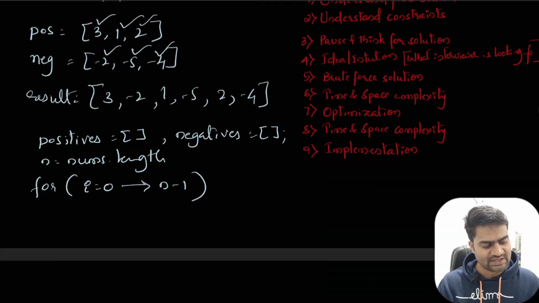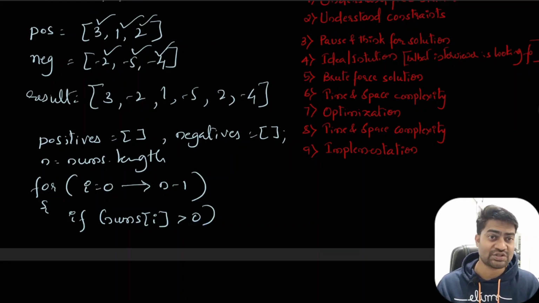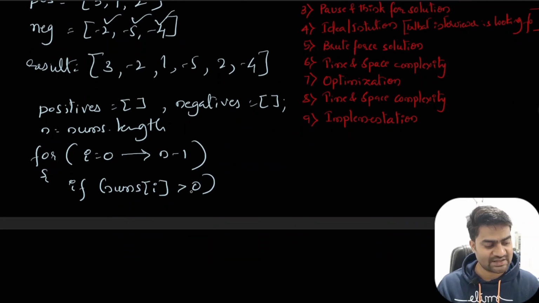Okay. So with this, now what I will do, I will check if my nums of I is greater than 0. And if you have seen the constraint, it is clear, right? There won't be 0. The number will be between 1 and something 10 raised to 5, positive or negative. So there won't be 0. So that is clear.